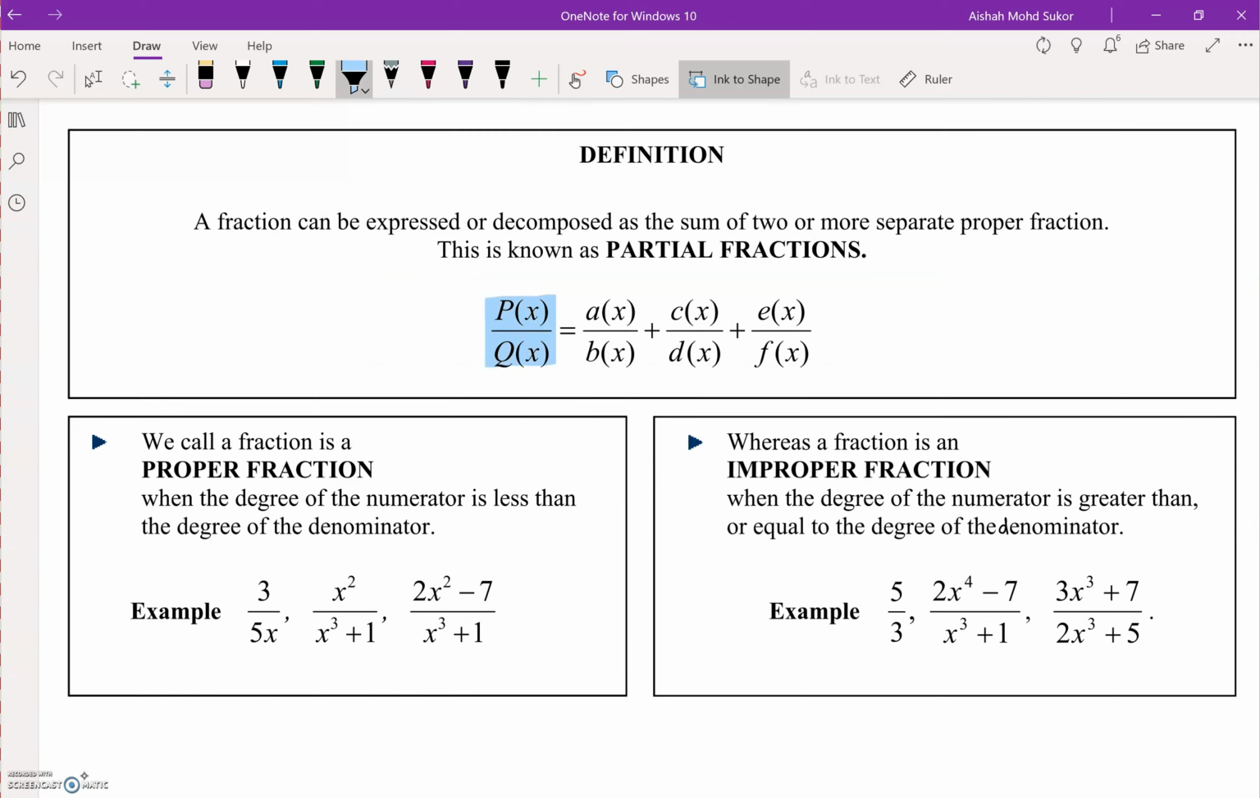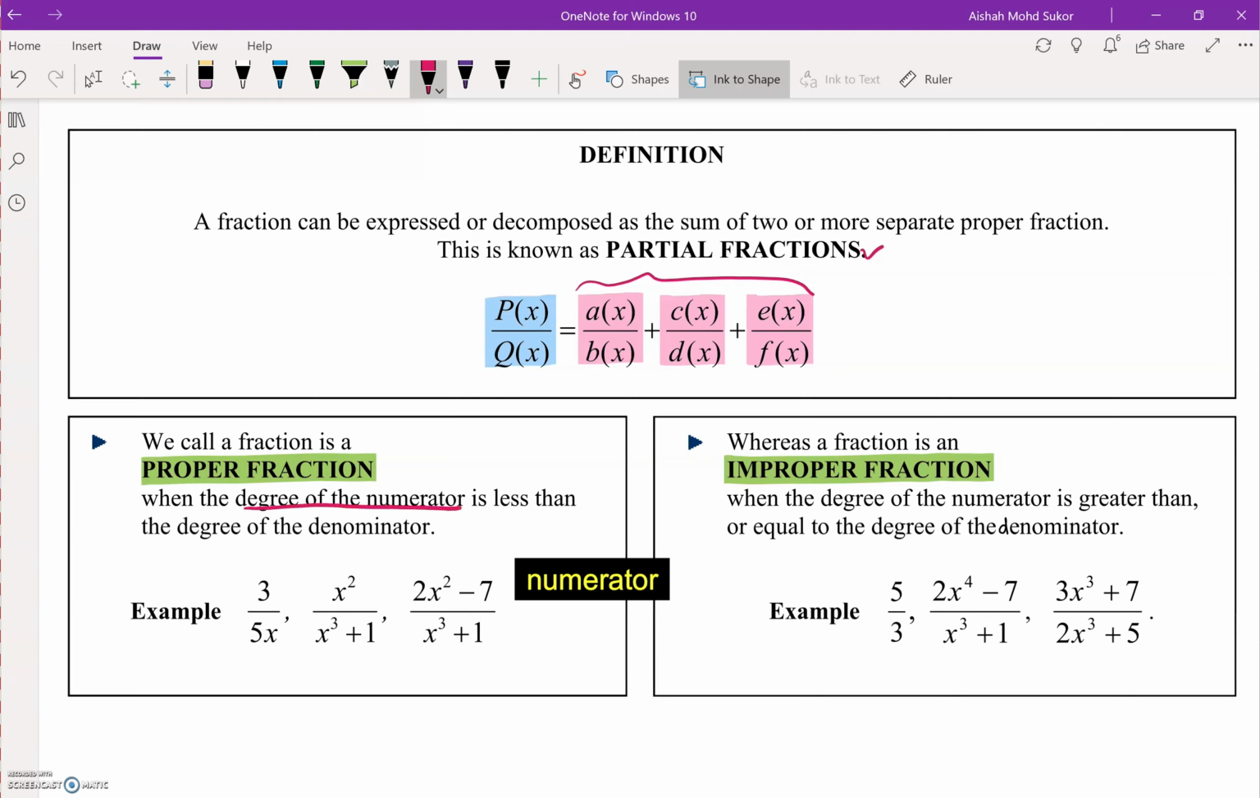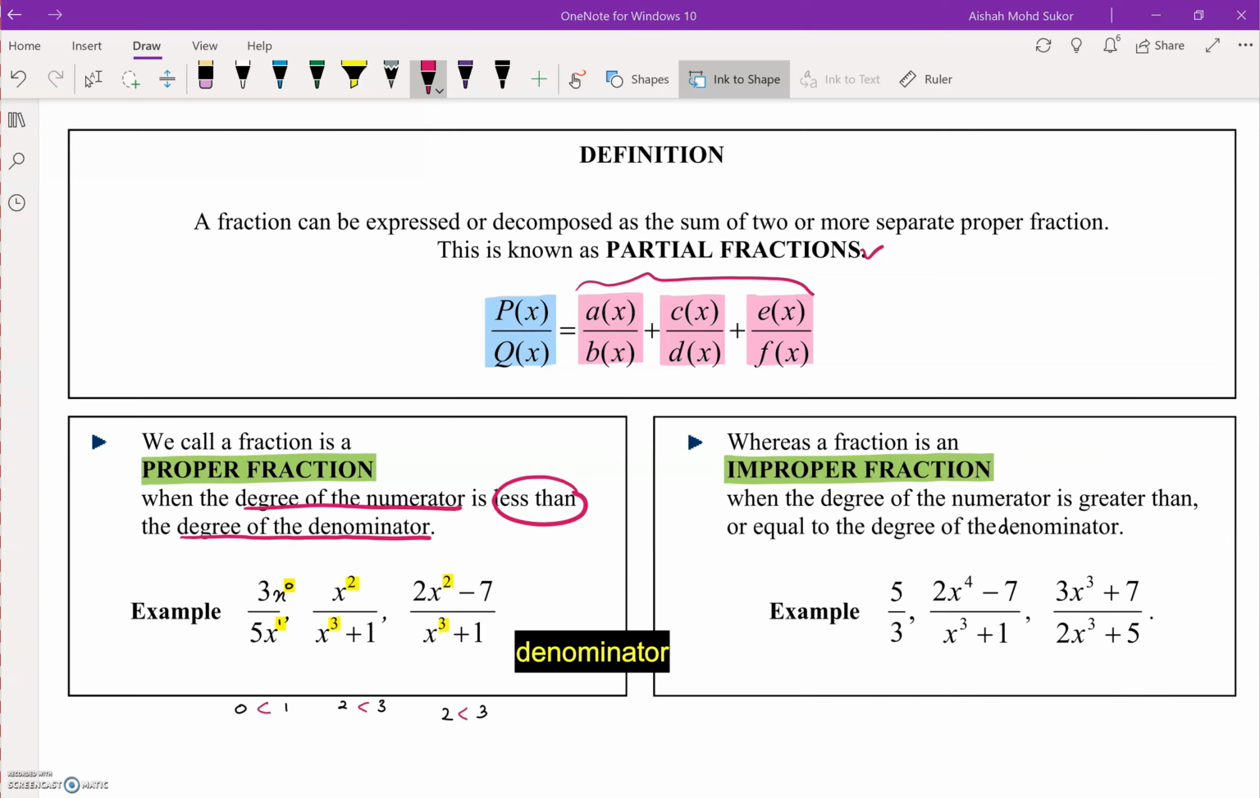Definition: a fraction can be expressed or decomposed as the sum of two or more separate proper fractions. This is known as partial fractions. We have two types of fraction: proper fraction and improper fraction. A fraction is a proper fraction when the degree of the numerator is less than the degree of the denominator. A fraction is an improper fraction when the degree of the numerator is greater than or equal to the degree of the denominator.